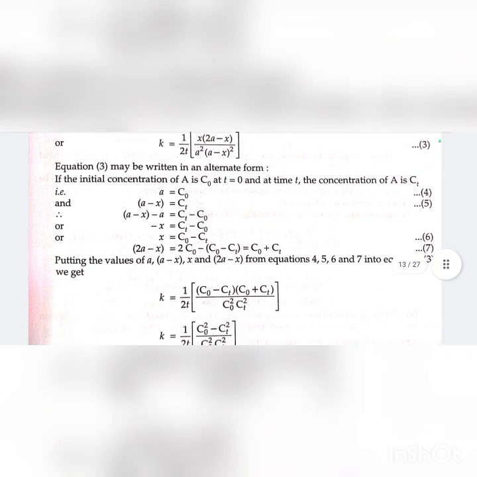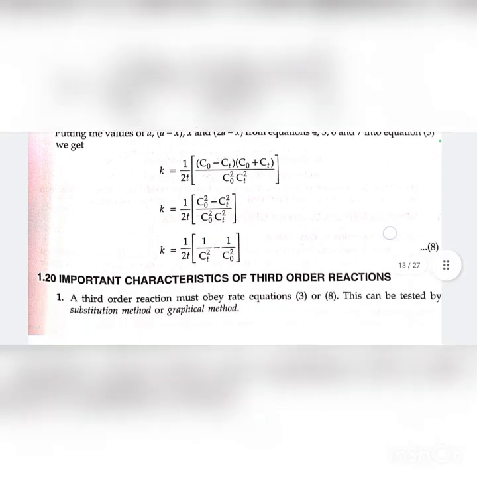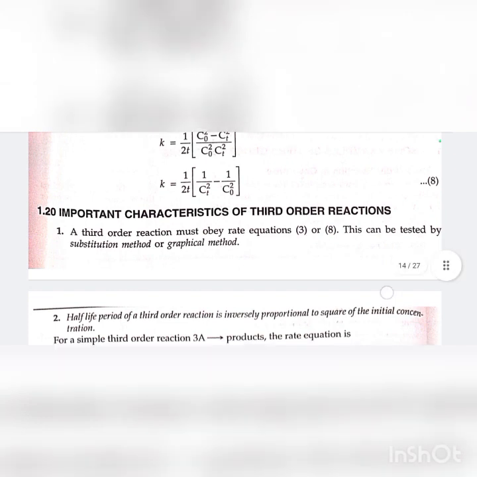If the initial concentration of A is C naught at time t equals 0, and at time t the concentration of A is Ct, so we will get 2a minus x equals 2 of C naught minus (C naught minus Ct), which is C naught plus Ct. So putting the values of a minus x, x and 2a minus x in equation 3, we will get K equals 1 by 2t into (1 by Ct square minus 1 by C naught square).